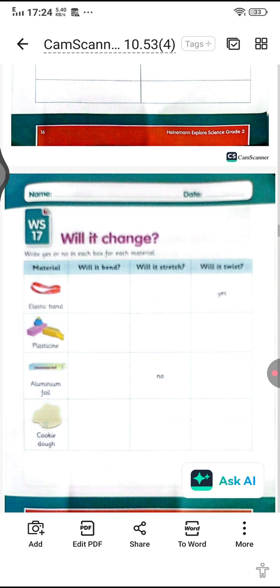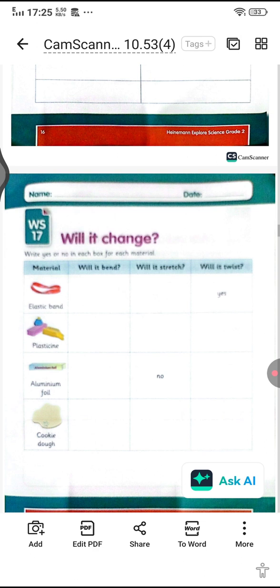Will it change? Here is a material, name of materials are given, and we are going to find out. Here is a name of material, elastic band. Will it bend? Yes. Will it stretch? Yes. Will it twist? Yes. In all the three columns you will provide yes. And plasticine, will it bend? Yes. Will it stretch? Yes. It can stretch a little bit. And will it twist? Yes, it can be twisted.